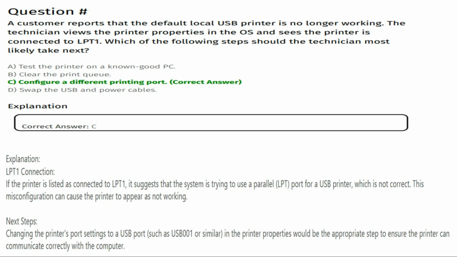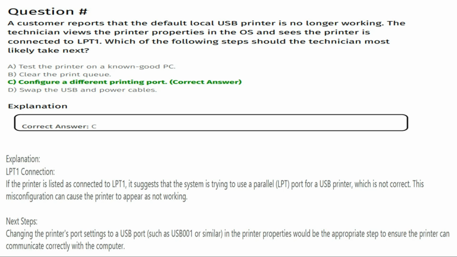Next question is, a customer reports that the default local USB printer is no longer working. The technician views the printer properties in the operating system and sees the printer is connected to LPT1. Which of the following steps should the technician most likely take next? Option A is test the printer on a known good PC. Option B is clear the print queue. Option C is configure a different printing port. And option D is swap the USB and power cables. And the correct answer for this question is option C, configure a different printing port.